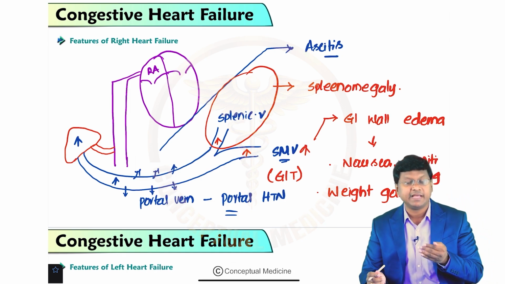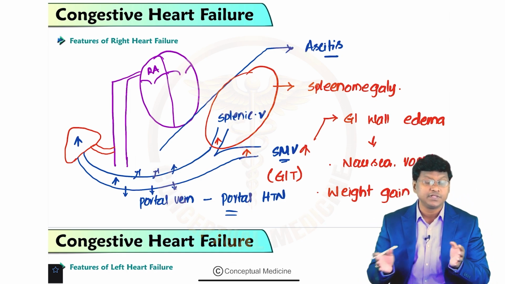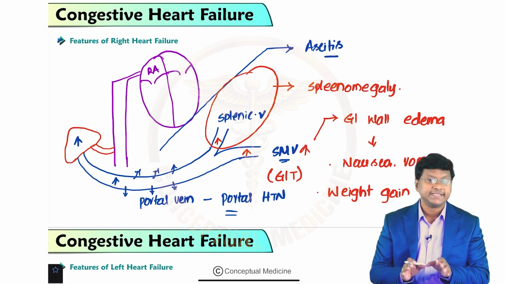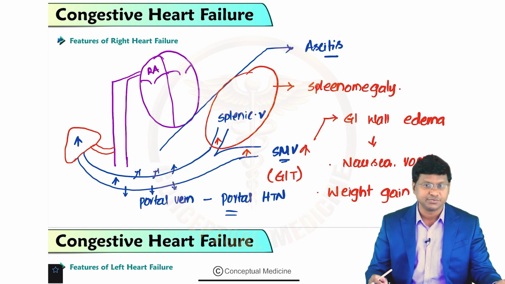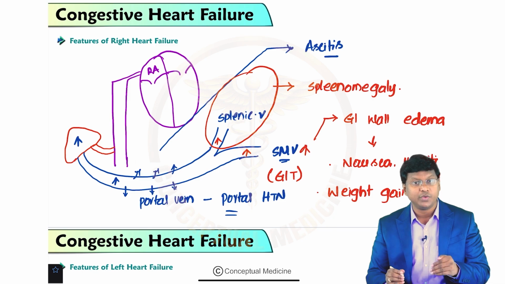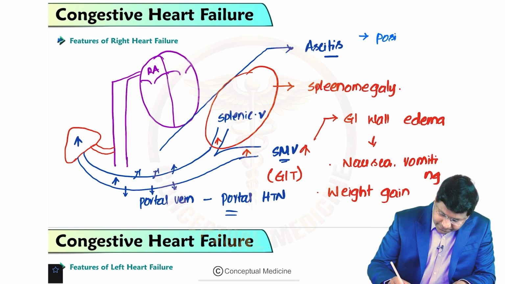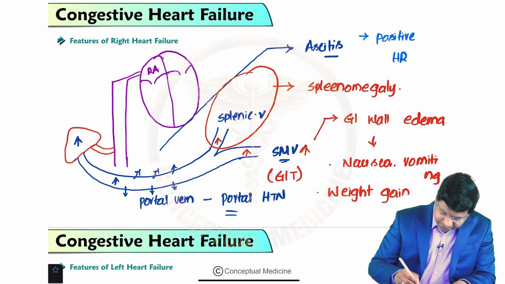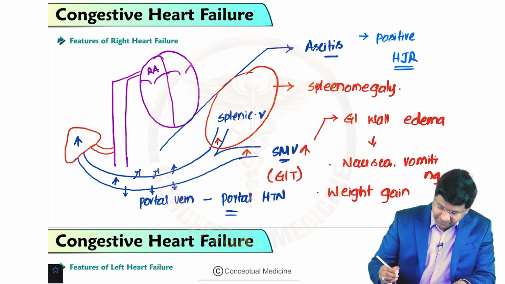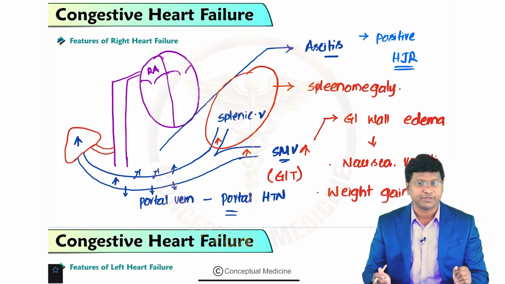So why is it that they have weight gain? That is because of the fluid overload. There will be weight gain within the individual, right? These individuals with right heart failure also have a positive hepatojugular reflex.